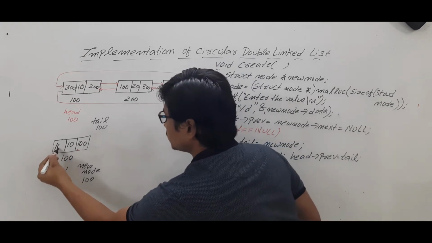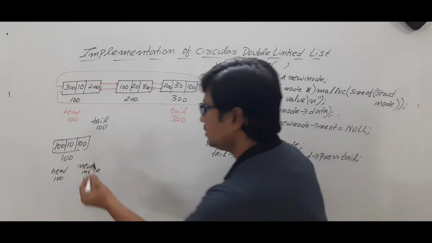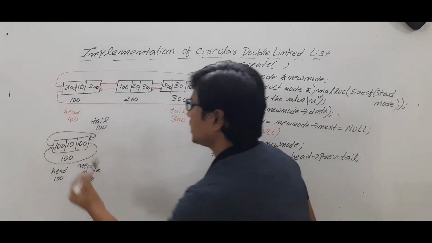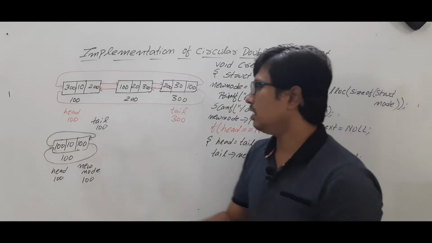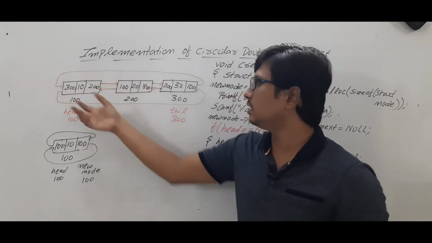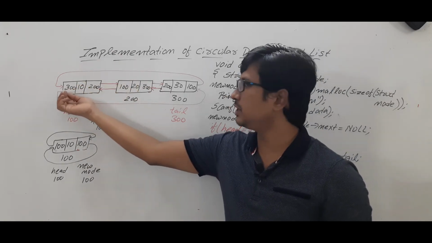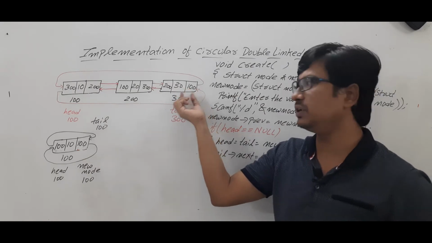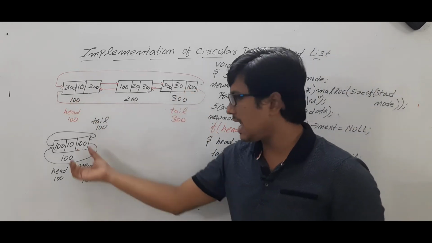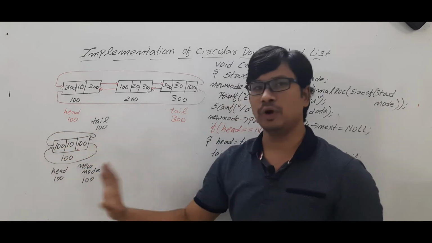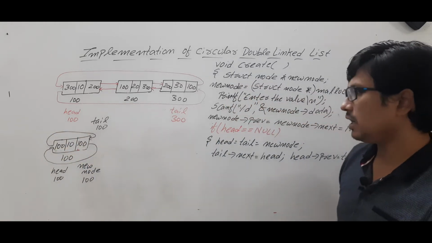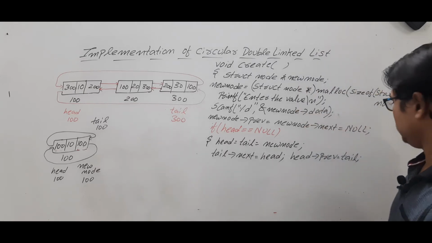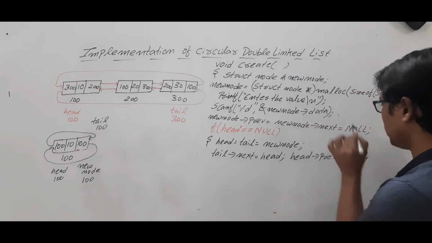So as it is the first node and the last node, this node is pointing to itself. Are you able to understand it or not? Because if you look at the circular double linked list, the first node's previous will have the address of the last node, and the last node's next will have the address of the first node. As there is only one node, it is pointing to itself. Okay, I hope you have understood this concept. Let me close the if block.